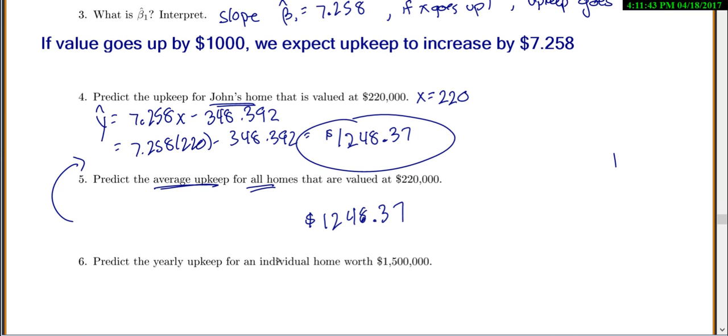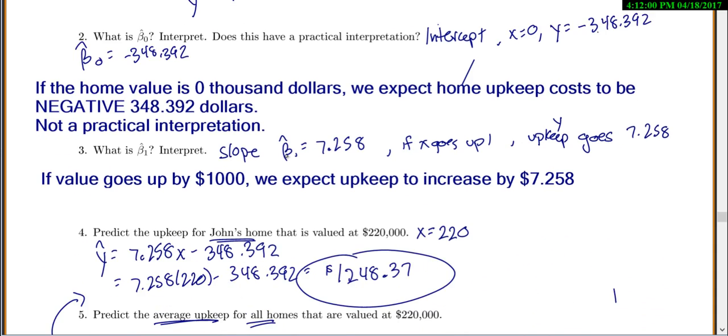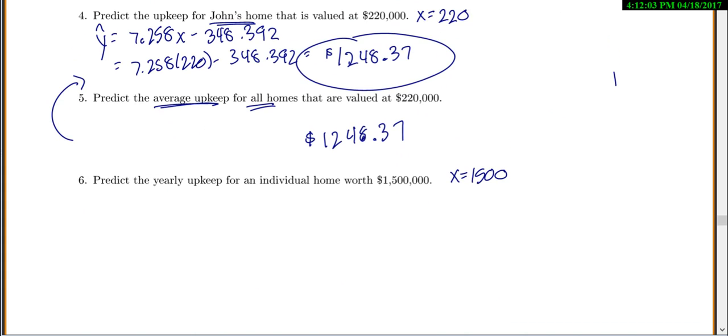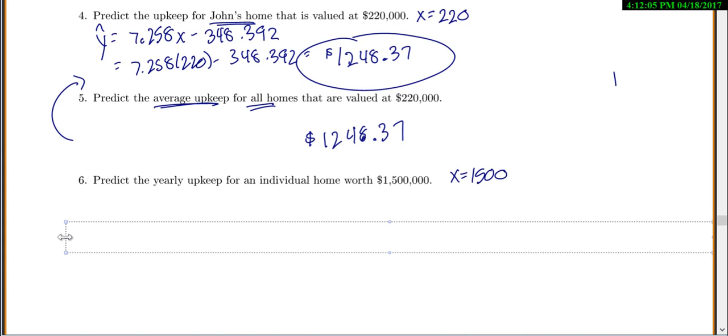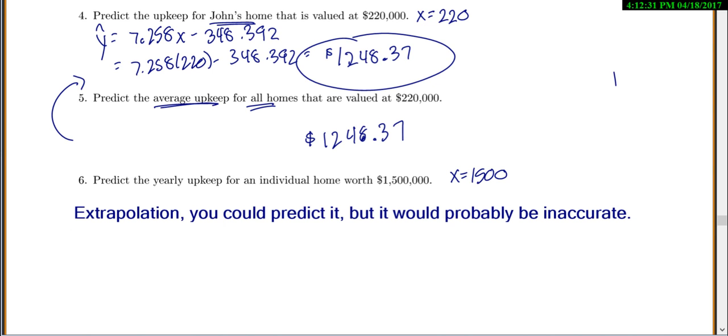Now let's predict the yearly upkeep for a home worth $1,500,000. So x equals 1,500. Now looking at our graph, our x's only go up to 300. So 1,500 is going to be somewhere way, way out here. So that's definitely extrapolation. And it's so far off, I think I'm probably really going to be quite inaccurate. And so here I would say that this would be extrapolation. And so you could predict it, but it would probably be inaccurate and not worth our time.